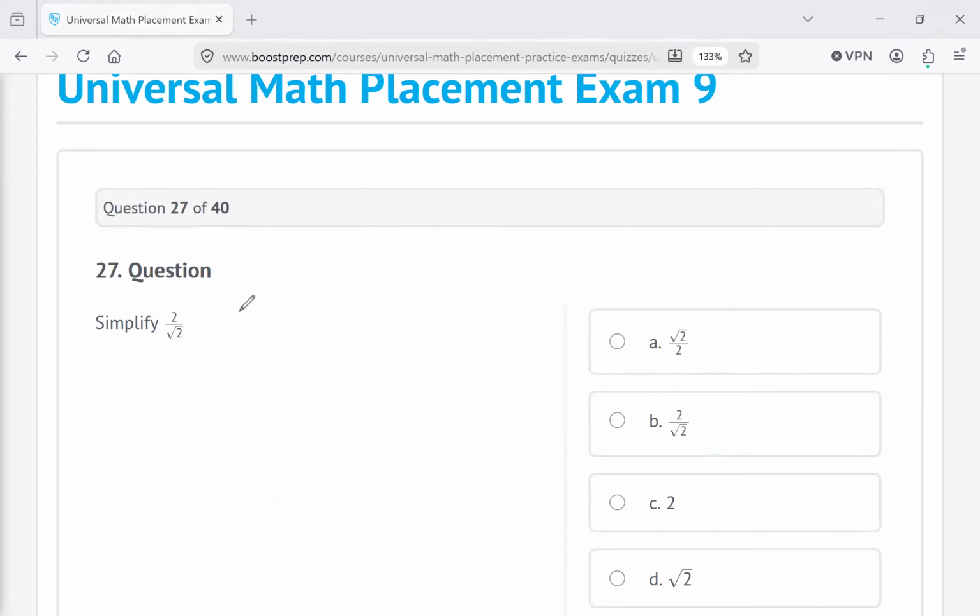27, simplify 2 over radical 2. So what you want to do is they basically want you to rationalize the denominator by multiplying both sides, top and bottom, by radical 2. So you get 2 radical 2, and then on the bottom, radical 2 times radical 2 just becomes 2. And then the 2 disappears, you're left with radical 2. D.